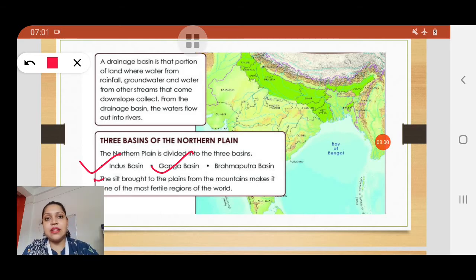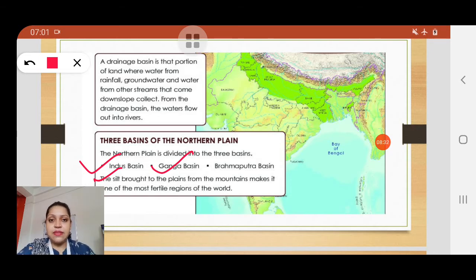Now, the silt brought to the plains from the mountains makes it one of the most fertile regions of the world. We all know the silt, when from the mountains the stream flows directly from the mountain, a river does not flow, a small stream flows, and when the stream flows, what happens? It carries with it, what does it carry with it? It carries with it silt, and this silt makes the region very fertile.